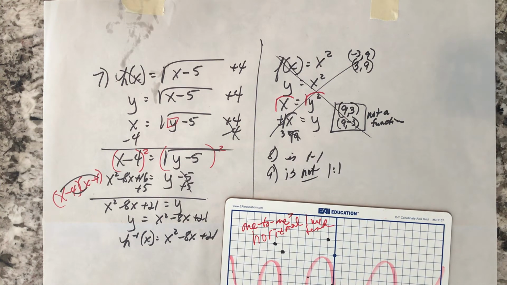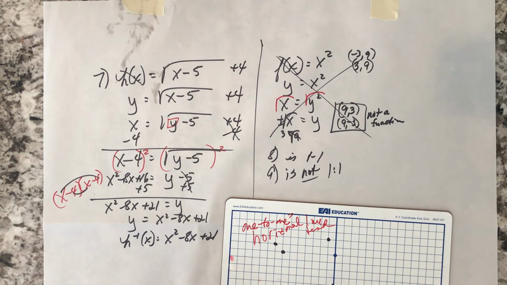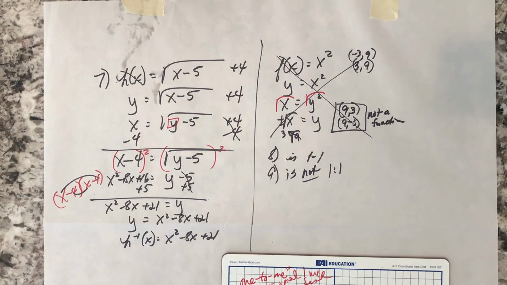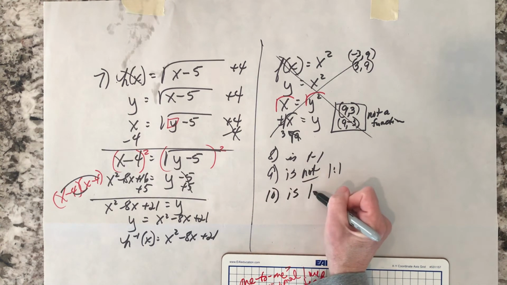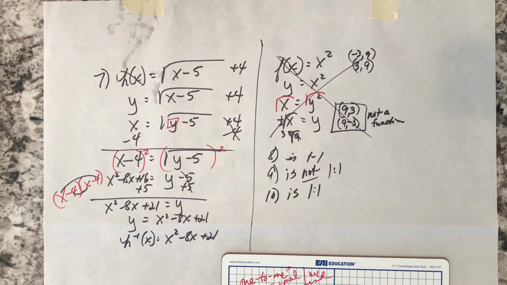Let's look at number 10. Number 10, looking at the red here, looks somewhat like that. Does it pass the horizontal line test? Yes, it does. Any horizontal line I draw will hit the red only one time. So it's good. So number 10 is one-to-one. It's a one-to-one correspondence. We can play inverses with it. Okay, the fun starts on number 11.